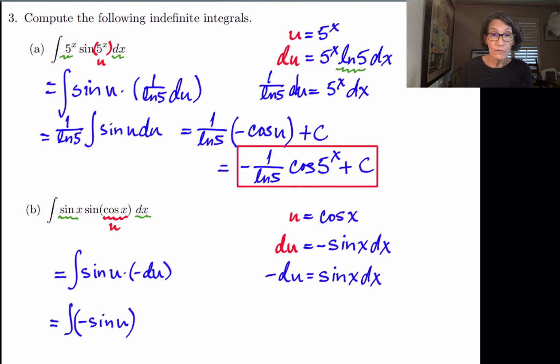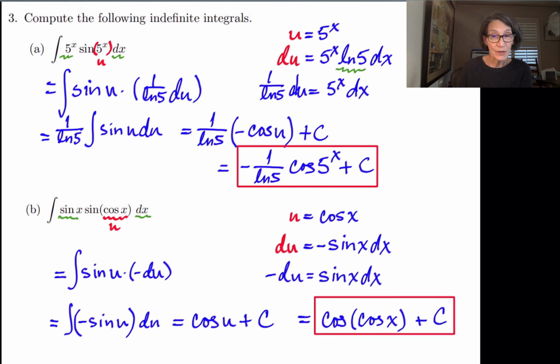So we're looking for the antiderivative of negative sine u, and we know what that is. We know that's the cosine of u, because the derivative of cosine is negative sine. All right, so we have the antiderivative cosine of u plus c, but we have to go back to x. So we replace u with cosine of x. So we have cosine of x plus c. All right, let's look at some more examples. Let's do some definite integrals.